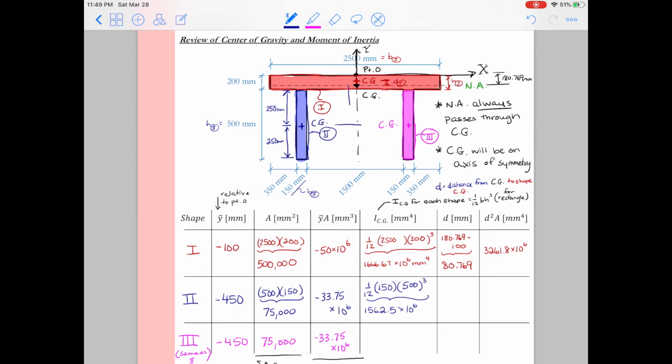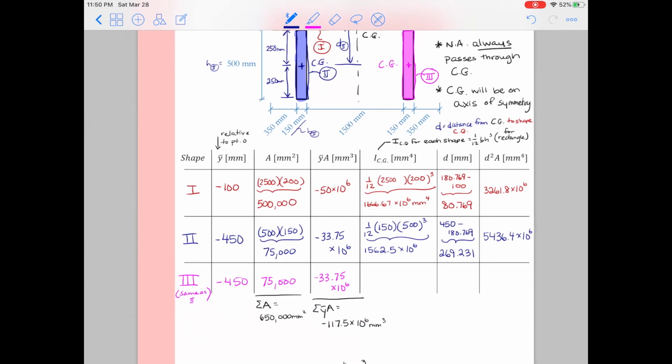Again, the center of gravity in blue does not match the neutral axis. So there's a distance between those two, and we pick up a d squared a term. That distance is, if I go to the blue center of gravity all the way from the top, 200 plus 250. So that's 450 millimeters all the way down to the blue center of gravity from the top. Then I subtract off the y bar that we calculated, 180.769. That now gives me the physical distance between the black center of gravity and the blue center of gravity. So that's a distance of 269.231 millimeters. Again, I just do d squared times a, and that will give us 5,436.4 times 10 to the 6th millimeters to the 4th.